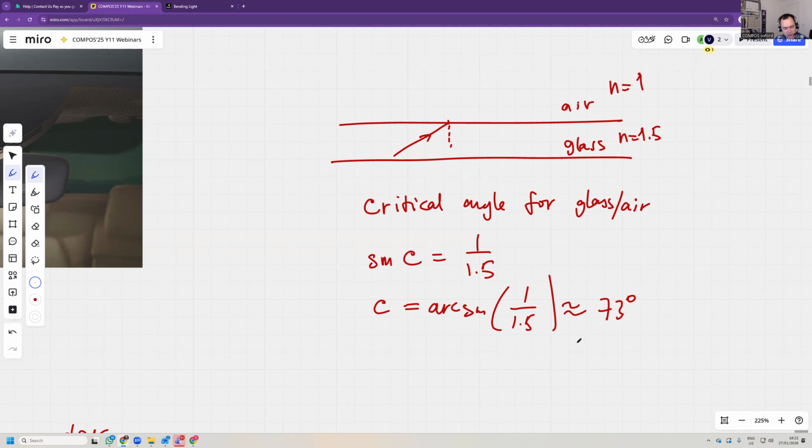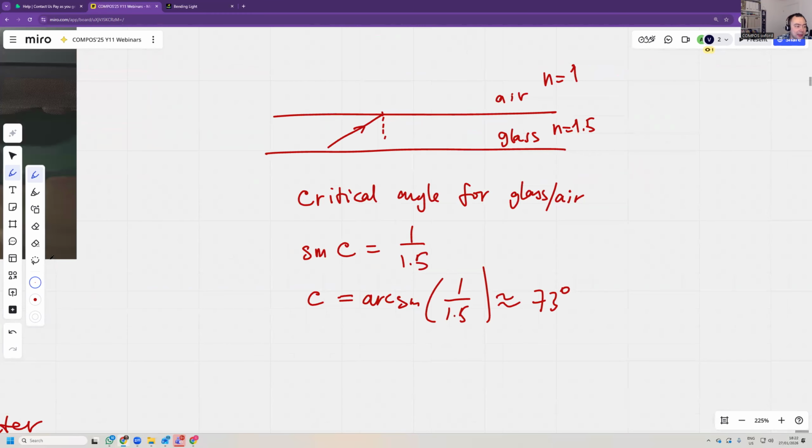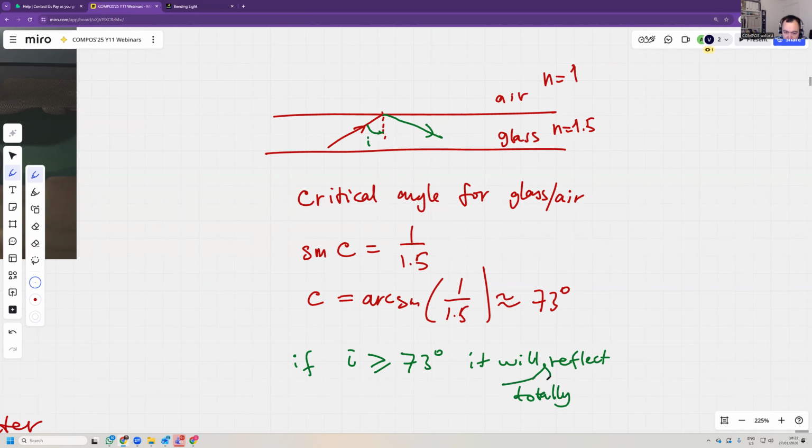73 degrees. Okay. So if the angle of incidence is more than or equal to 73 degrees, it will reflect. It will totally reflect.